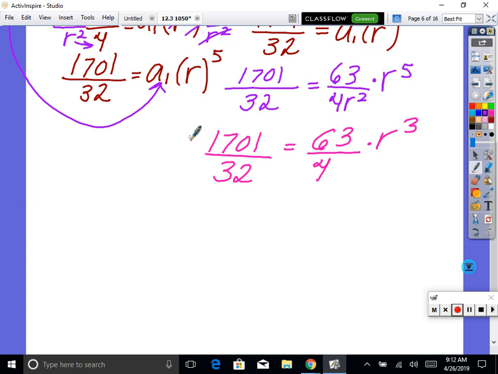Times by 4 to both sides, correct? That would undo that. And then divide by, so then, or times by 1 over 63. So won't that just be like the reciprocal, guys? Do you guys see what I did?